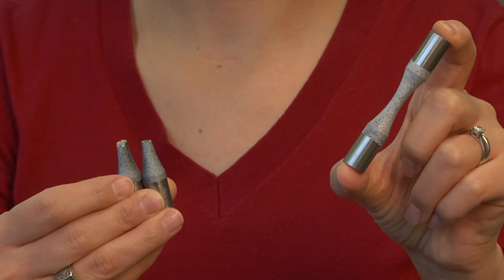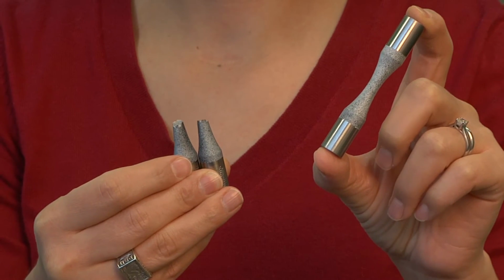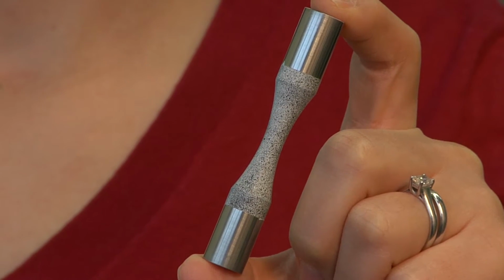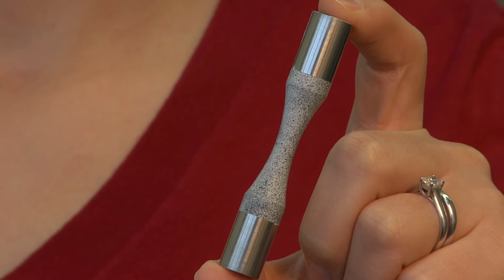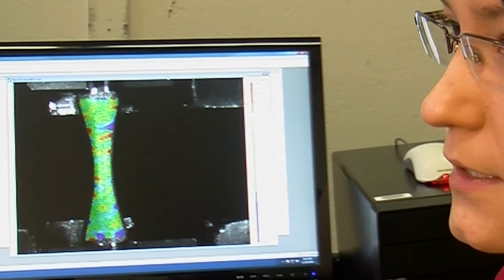To use this tool, we apply a random speckle pattern to our sample surface. We paint it white with a black speckle pattern, and that gives us some pattern that we can visually recognize on the sample surface. The second thing that pattern does is it deforms with the sample. So if we apply a load, the surface pattern is going to deform along with the sample.